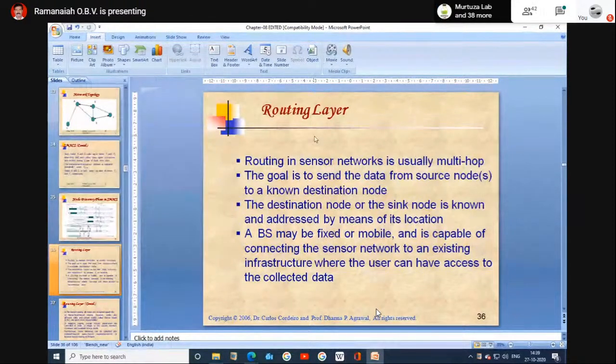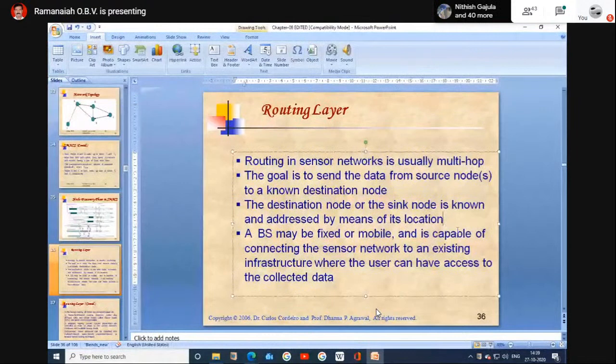So that is the first thing. Routing in sensor networks is usually multi-hop. The goal is to send data from the data source to the destination, that is the sink. The destination node or sink node is addressed by means of its location. The base station is always equipped with a technology like GPS, Global Positioning System, so it knows its location, and that location is disseminated to all the sensor nodes, wherever this condition is valid, or whenever a node becomes a data source. Why does that node become a data source?